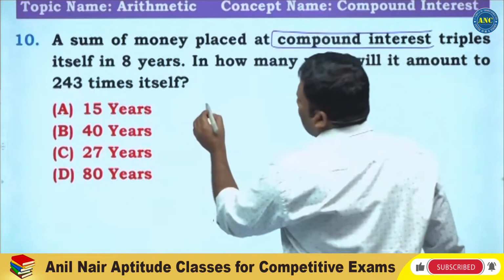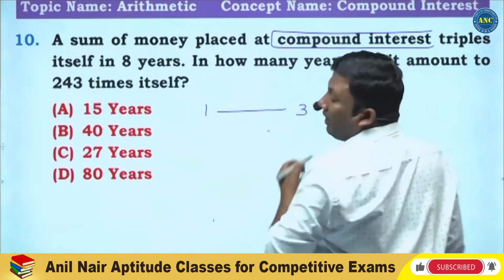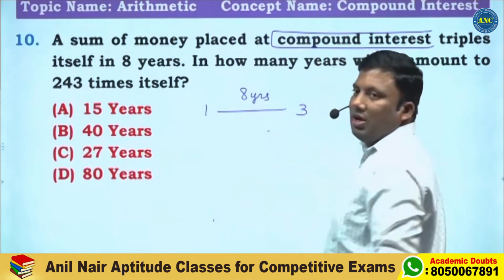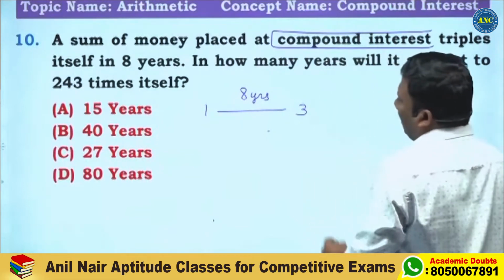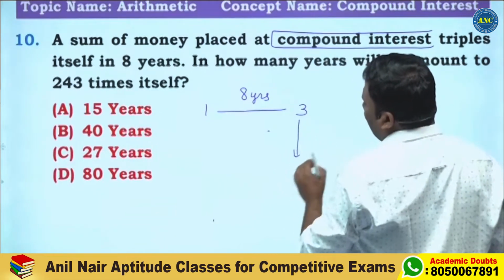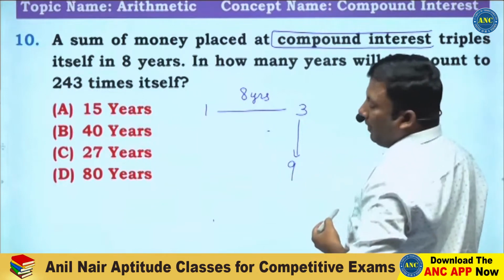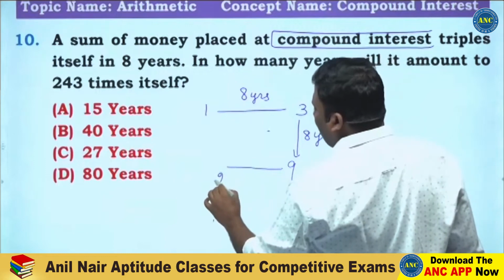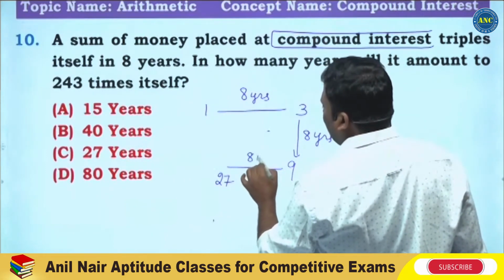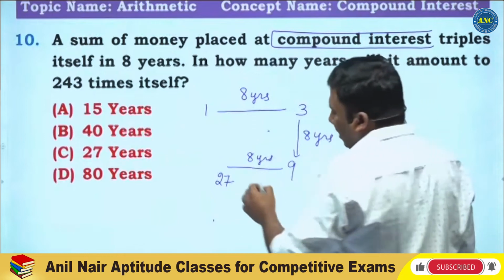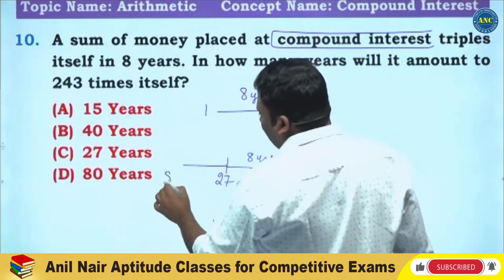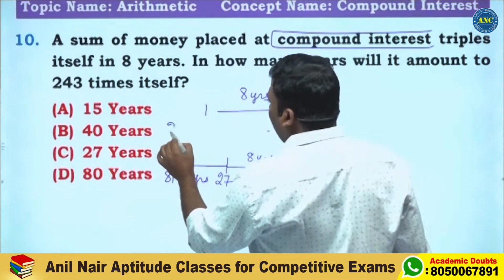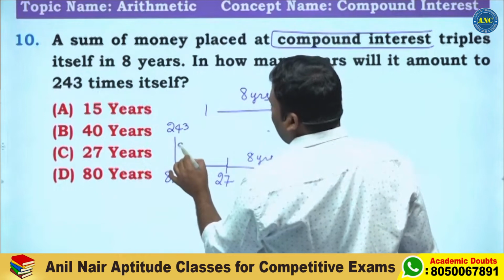8 years. That means 1 is becoming 3. Tripling means 3 times. 1 is becoming 3 times in every 8 years. For every 8 years, it is a tripling. 3 will become triple, 9, in the next 8 years. 9 will become triple, 27, in the next 8 years. Are you all with me? 27 will become triple, 81, in the next 8 years. 81 will become triple, 243, in the next 8 years.